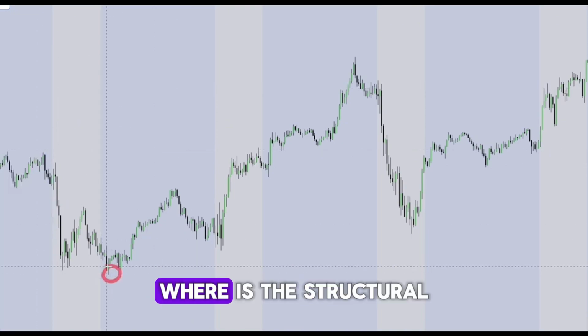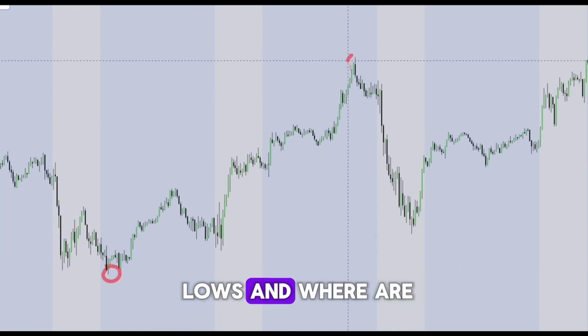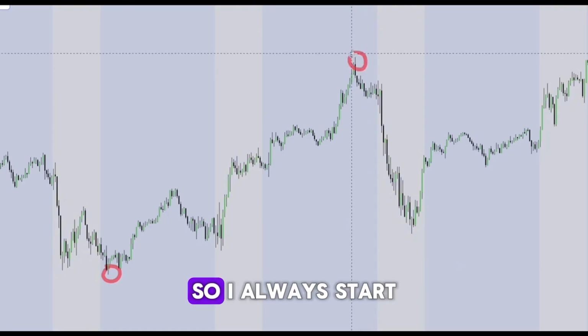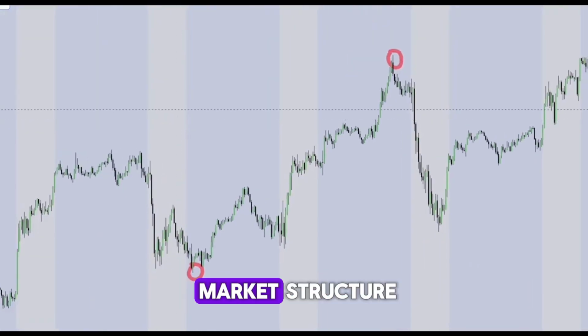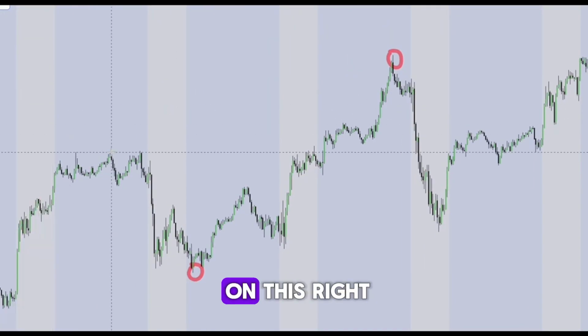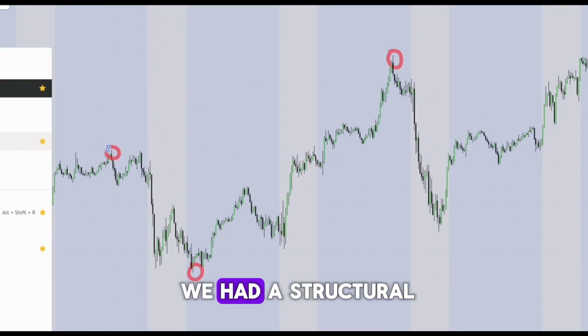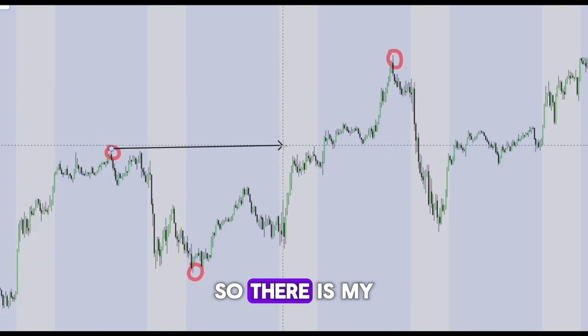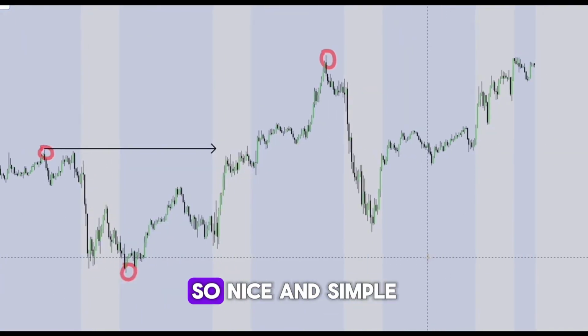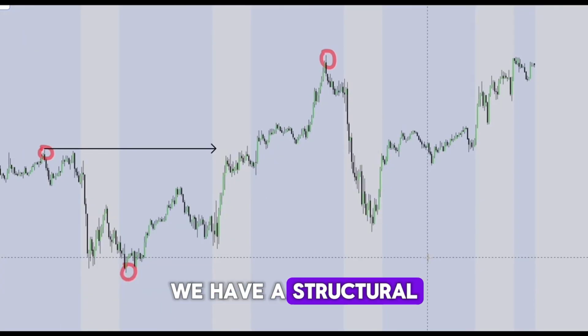Understand a couple of things, right? Where is the structural lows and where are the structural highs? So I always start off by understanding the market structure. And so to give traders some more context on this, right? We had a structural high over here, then we had a pullback, and then from here we had a structural high over here. So there is my breaker structure, right? So nice and simple, we have a structural break.